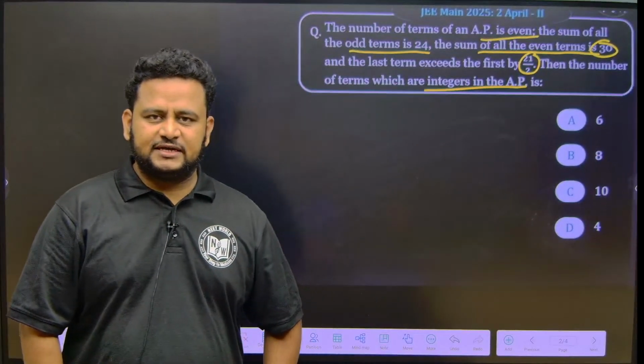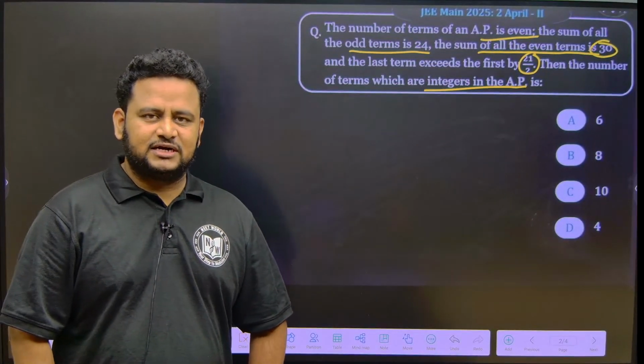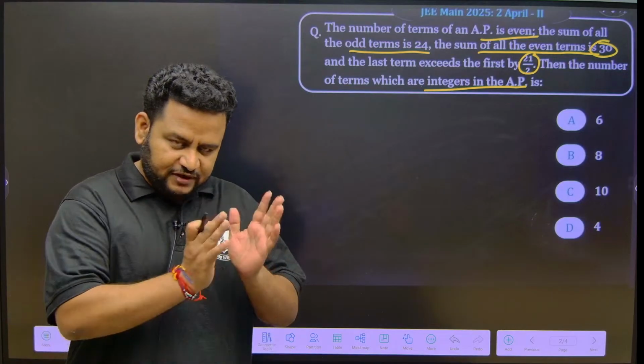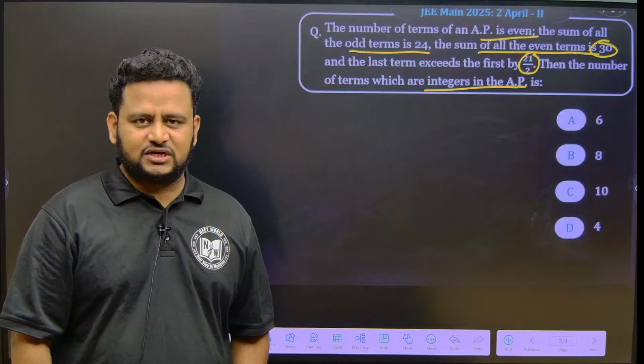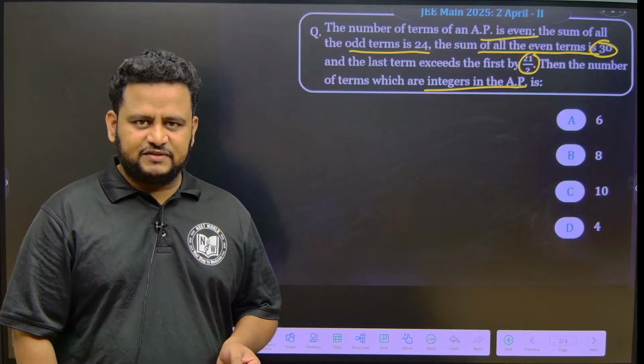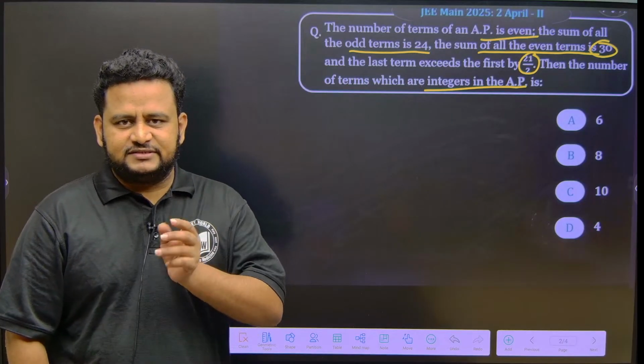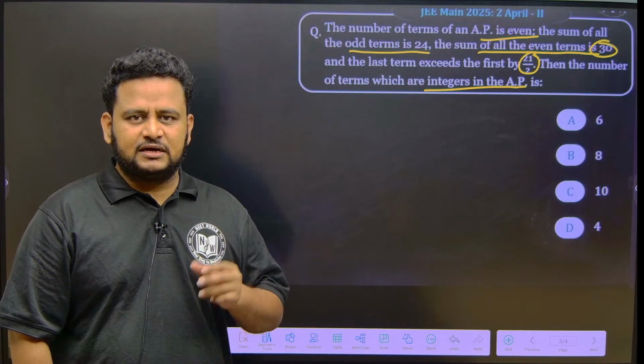So that means in the AP there are fractional terms or decimal terms and also integral terms. That is, there is a mixture of fractional terms and decimal terms. Fractional terms means what? In an AP, if there is 1.5, 3, 4.5, 6 like that, in such an AP what are the fractional terms?